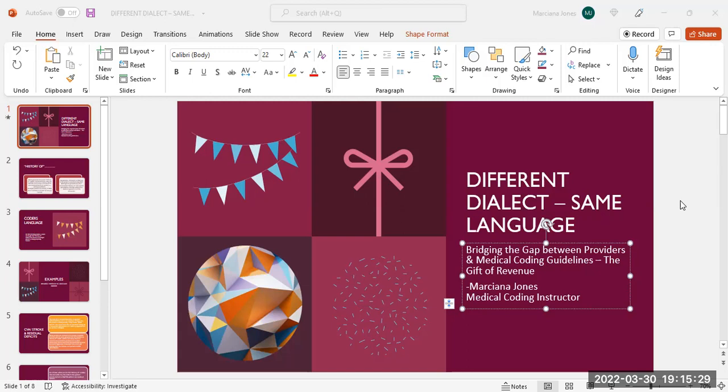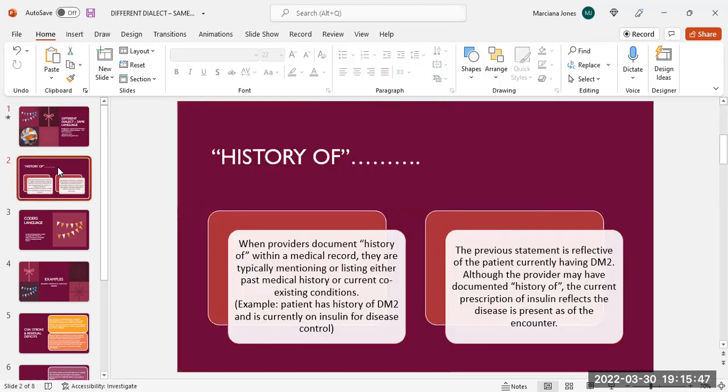So that's what I pretty much want to talk about today: a different dialect with the same language. This is bridging the gap between providers and medical coding guidelines. This is the gift of revenue, because it also helps drive the revenue for the physician, and it also helps you to be a better medical coder. So let's talk about history of.